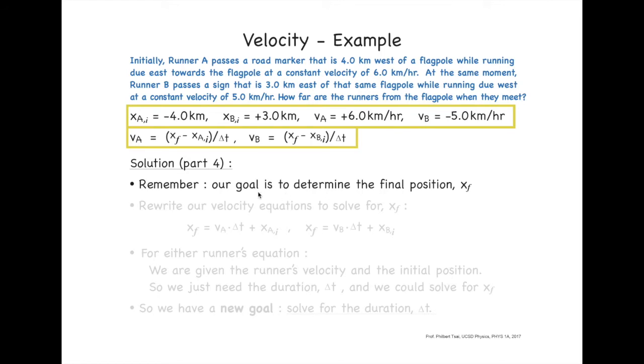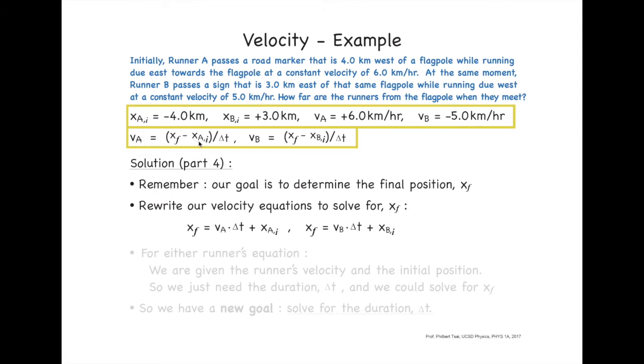Now remember, the goal is to determine the final position, xf. So what we can do is rewrite our velocity equations to solve for xf. We have xf here, we have velocity, but right now it's written in terms of solving for vA. So let's take both of these equations and rearrange them. We'll bring the xf over to this side, and we'll bring the vA over to this side.